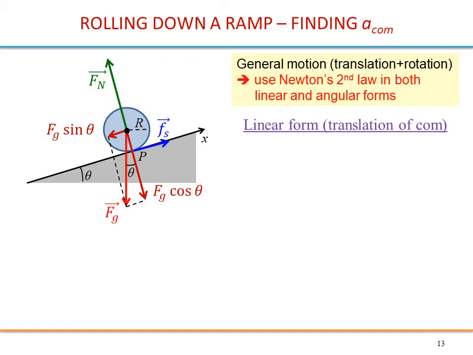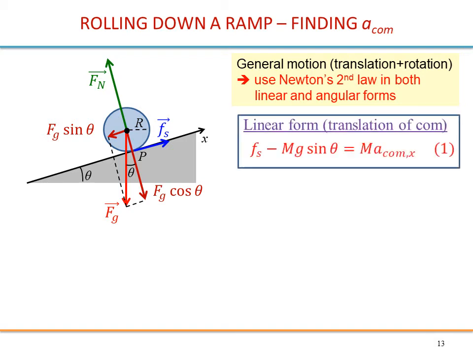So let's start with the linear form. It's very similar to the one we had just before. So there is F_s plus gravity equal to M a_com.